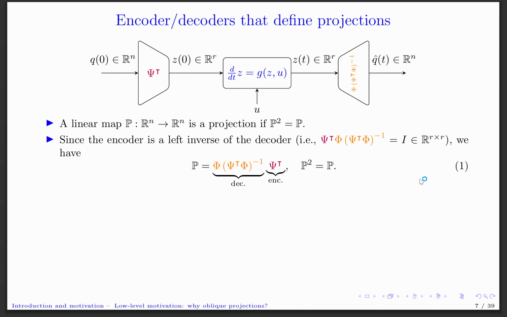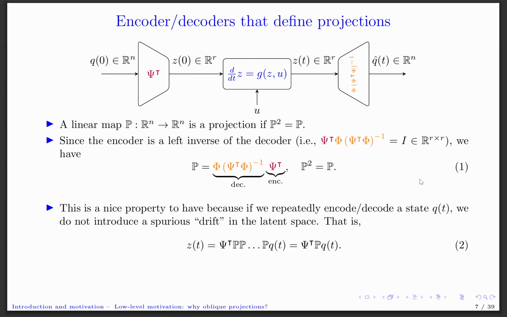And so by this property, the encoder and decoder define a projection P, given by the decoder after the encoder. And a projection, as we all know, is a linear map from R^n to itself that is idempotent. And so why do we care about that? Why would we want to constrain the encoders and decoders to define a projection?